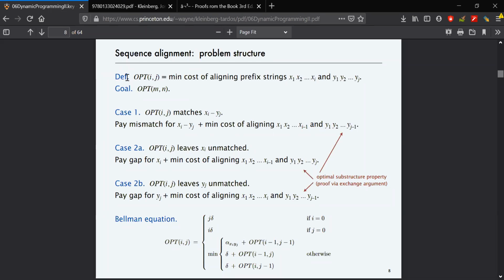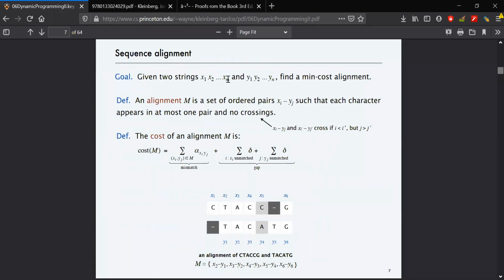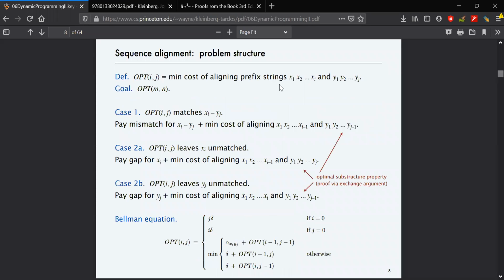Now this is again a bit of notation, but I'll define this once. We'll look at an example and I'll come back to this. So opt ij is the best alignment that you can do for strings x1 to xi and y1 to yj. Recall that x was an m-bit string and y was an n-bit string. You want to say that opt ij is the best possible that you can do when you match till the ith position of x and the jth position of y.